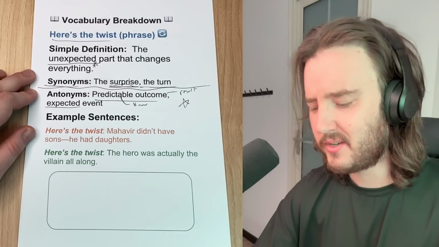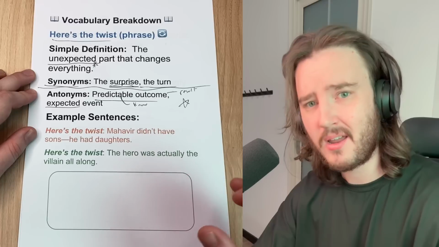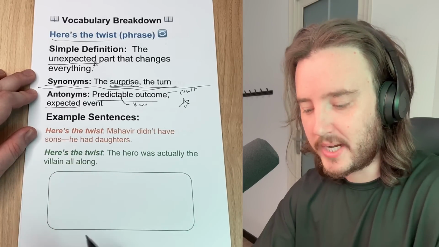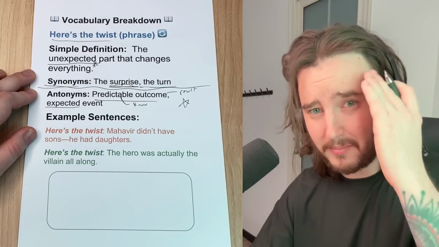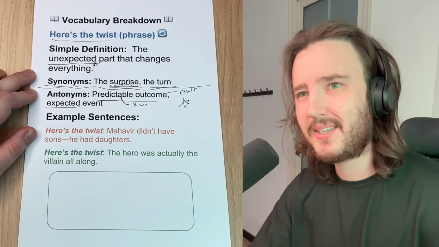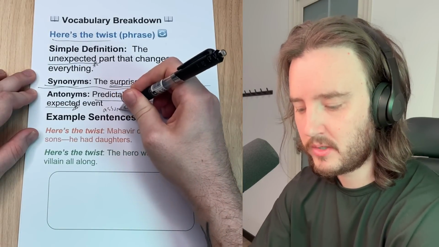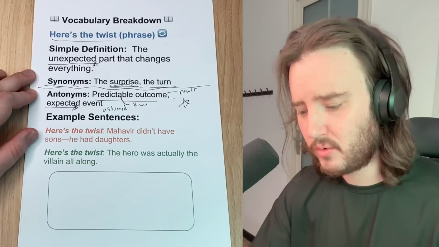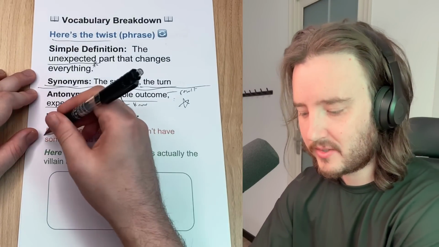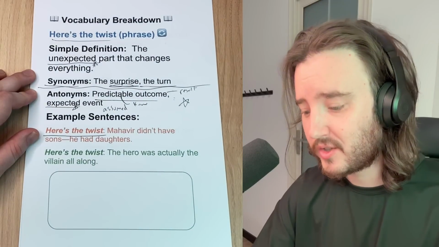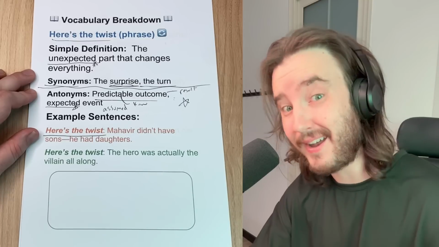So let's go ahead and take a look at this orange example sentence. It's taken from today's story. Here's the twist. Mahavir didn't have sons, he had daughters. So in Mahavir's mind, he always expected to have sons. He always assumed he would have boys, right? When his wife gave birth, he would have boys, not girls. And here's the twist. Here's the unexpected thing. Here's the part no one expected, right? He had daughters, not sons.